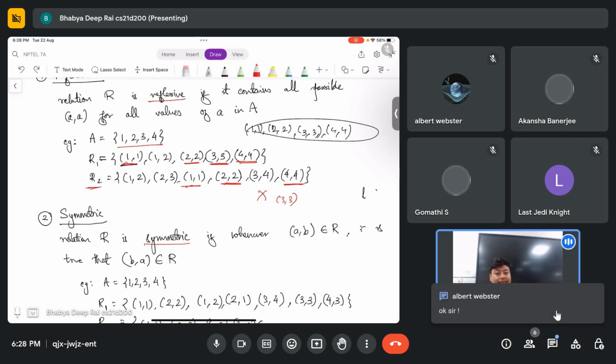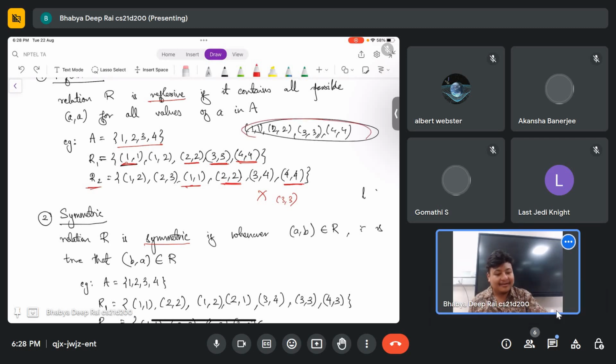Else what you would have is you'd only have one possible reflexive relation for every set A, and that would be like this set. Right? Yes, the answer is yes. You can have other tuples along with these reflexive tuples: (1,1), (2,2), (3,3), (4,4).